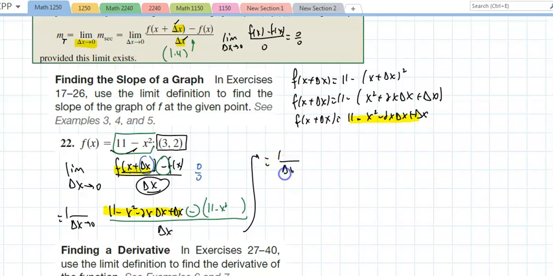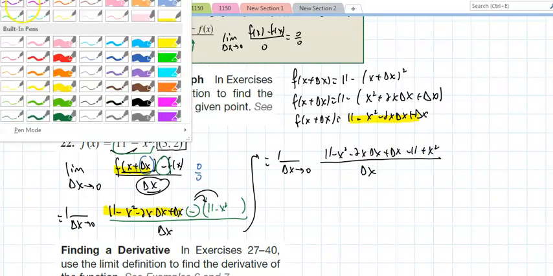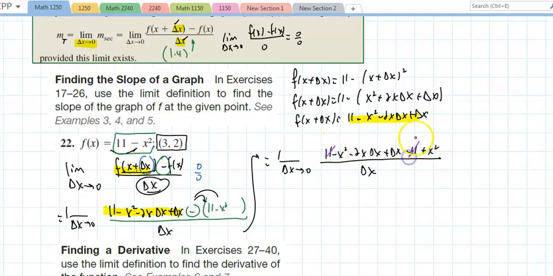So that is the limit as delta x approaches 0. And what that would be, 11 minus x squared minus 2x times delta x plus delta x minus 11 plus x squared if you distribute the negative. And I notice here that 11 cancels with negative 11, and negative x squared and positive x squared cancel out. Limit as delta x approaches 0, that's negative 2x plus 1 times delta x if I factor delta x out.